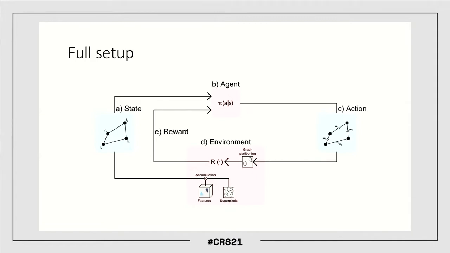The state goes into the agent. The agent looks at the graph with the superpixels and decides what weights it wants to put on the edges. Right? And then in the environment, we actually create the graph partitioning and generate the reward by looking at how close these objects are to what we expect them to be. And that goes back to the agent, which then tries to do better.